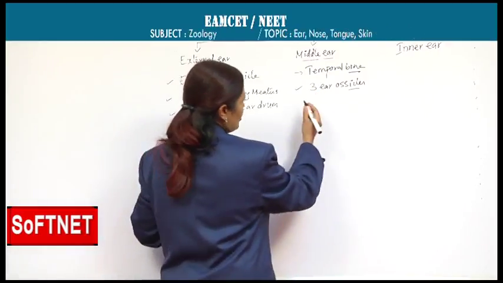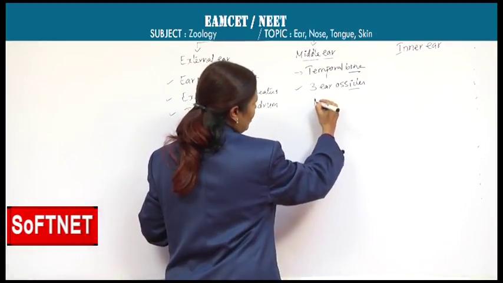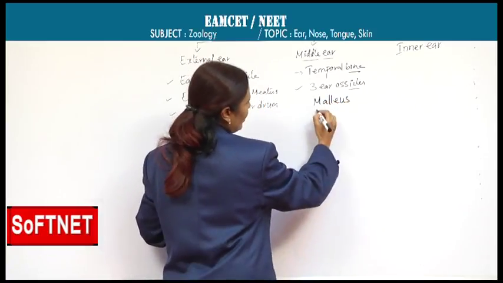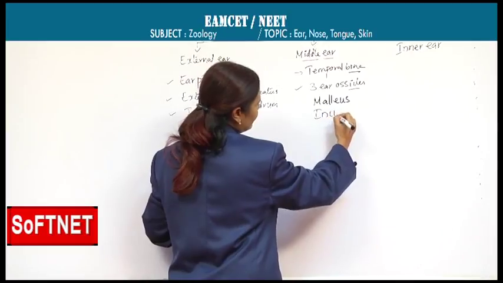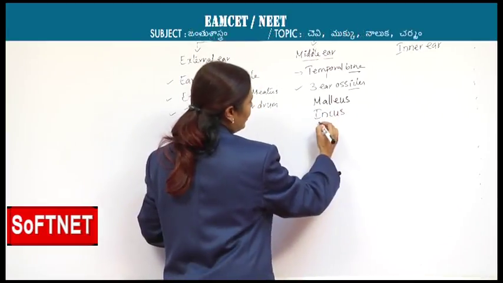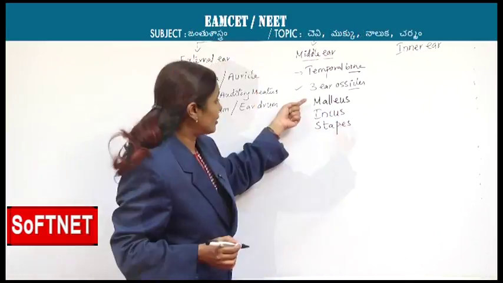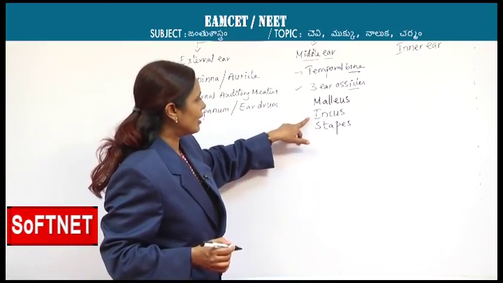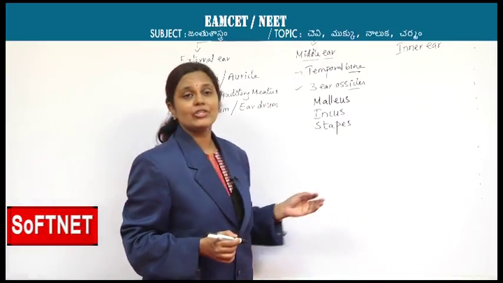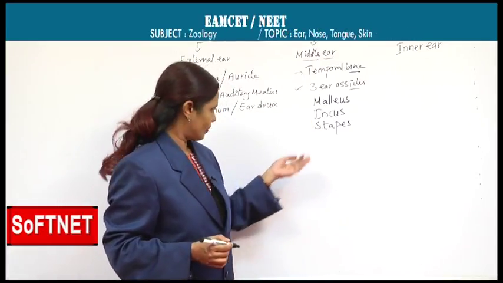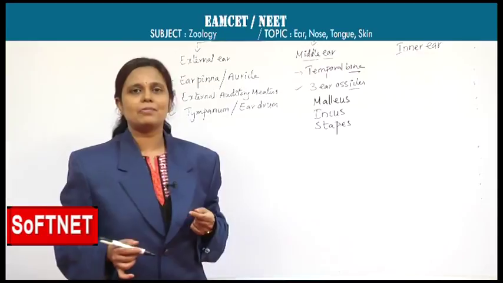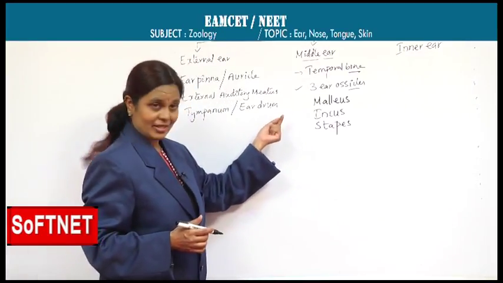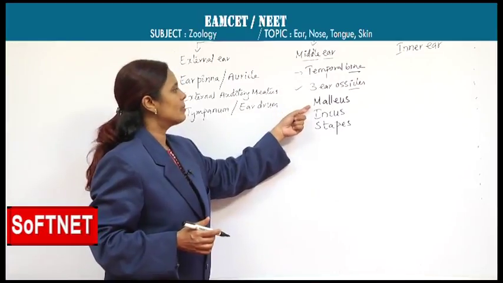From inside to outside, the three ear ossicles are malleus, incus and stapes, arranged in a chain-like fashion. Now, look at this stapes. Stapes is the smallest bone in the body. Now, to remember the order very easily, remember it as Miss.